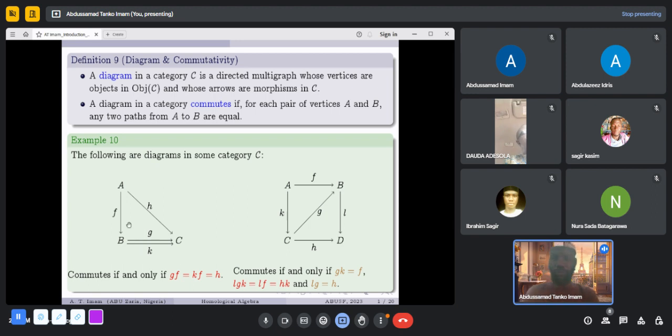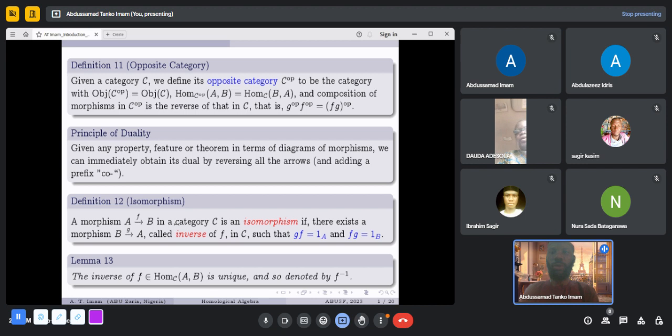So when you have a category, and inside the category you reverse all the arrows, you still get a new category. That new category is what is called the opposite of the original category. And that's the notion of opposite category.